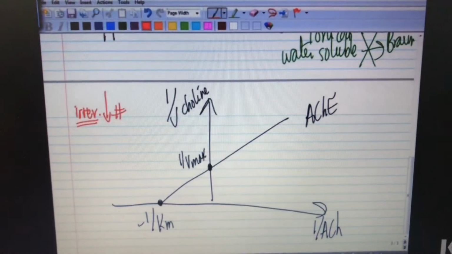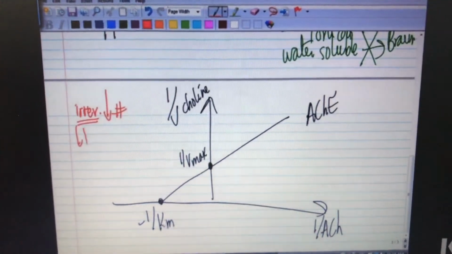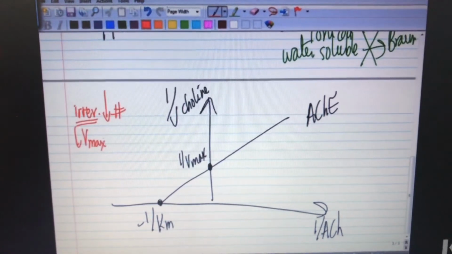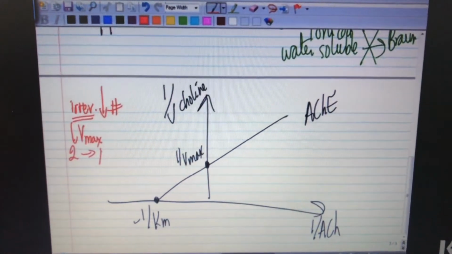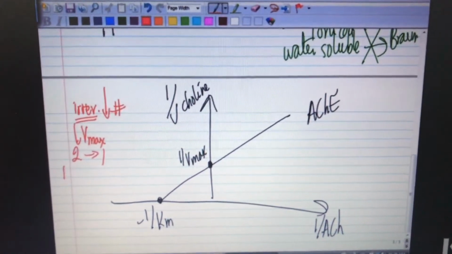And if I'm decreasing the number, I'm decreasing Vmax. The speed of metabolism will go slower because I have fewer enzymes working on acetylcholine. Pretty straightforward. You decrease Vmax. So go from 2 to 1. That's a decrease. Then what would happen to 1 over Vmax?